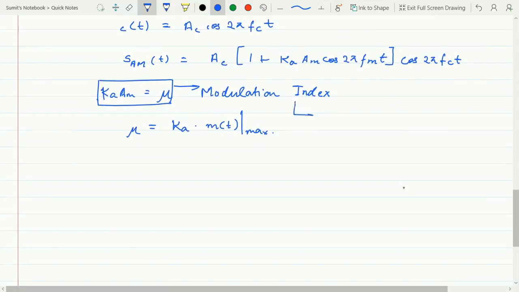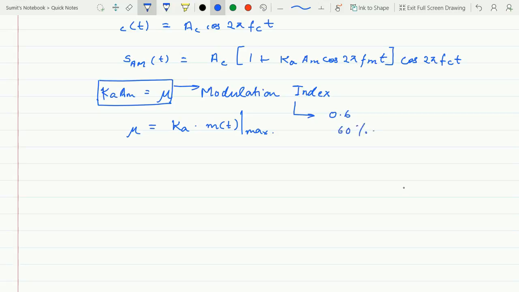But if I define it in percentage form, say if my modulation index is 0.6, so if I define it as 60%, then it can sometimes also be called the depth of modulation. So depth of modulation or modulation index are specifying the same thing. These are the two terminologies that can be used, and it is very important to understand this modulation index to understand AM.